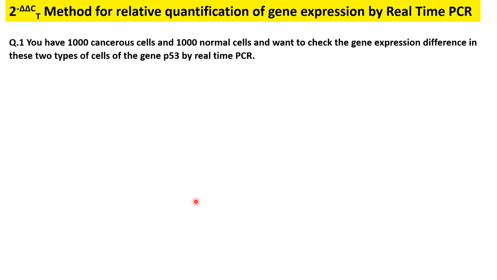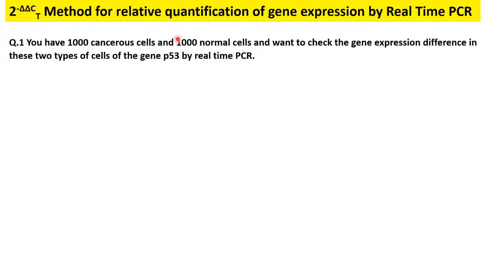Now, we are doing this experiment. We have 1000 cancerous cells and 1000 normal cells and want to check the gene expression difference in these two types of cells for the gene P53 by real-time PCR. That is our target. So we will take 1000 cancer cells and 1000 normal cells. Theoretically; practically you cannot take exactly. The difference will be there.